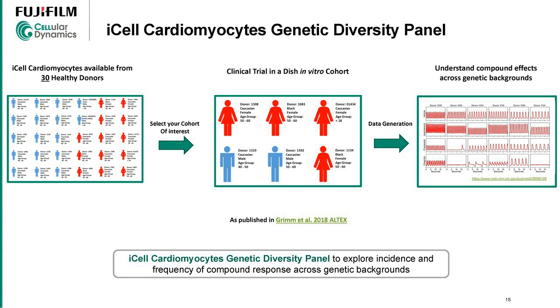The thought here is that one can take these cells and do functional or molecular assays, or one can select a population from this, and maybe they have a specific population they're interested in, and then do experiments and understand the effects of those compounds across different genetic backgrounds. A publication from Texas A&M was just recently published using this panel. You guys can check that out.